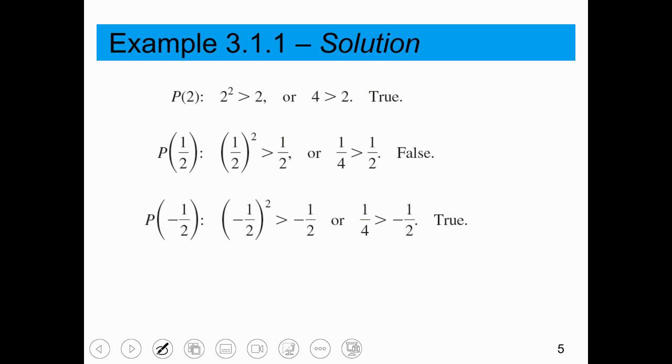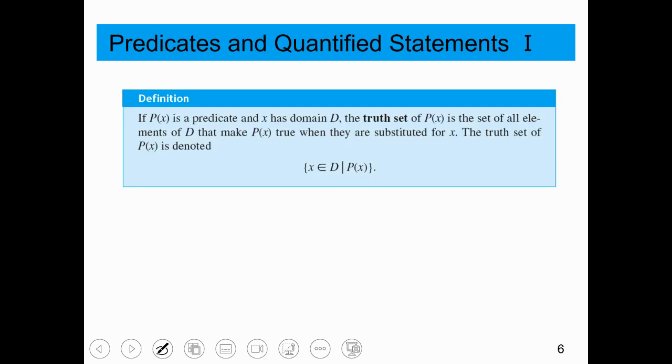So here we have the values substituted into the predicate. They are now statements, which can now be determined to be true or false. So we see that when we substitute 2 or negative 1/2 into the predicate, we have 2 true statements. However, that middle example of 1/2 makes the statement false. The truth set is going to be all of the values in the domain that, when substituted into the predicate, make a true statement.